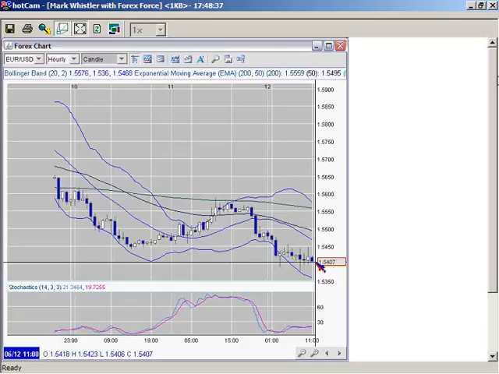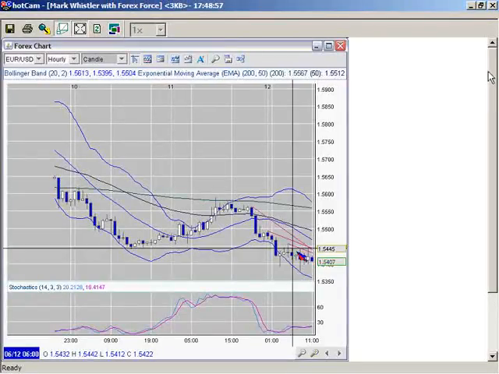We can see that at the end of the day, even on the hourly chart, when we just drop in a short-term trend line, we know that we have significant resistance just on a short-term basis.